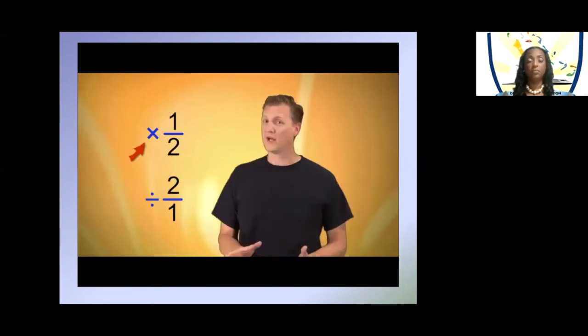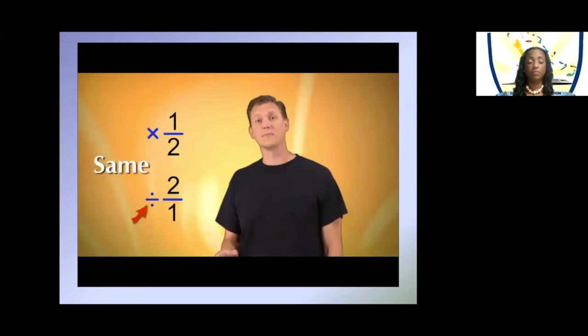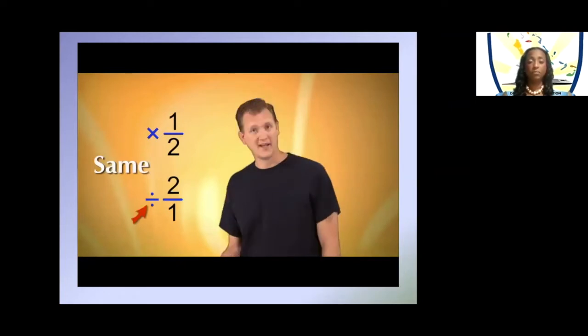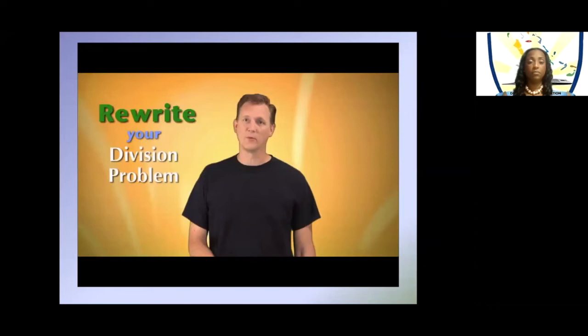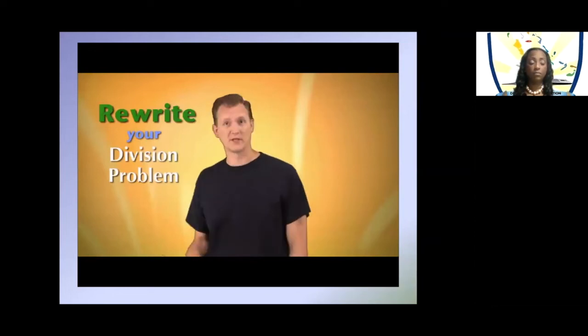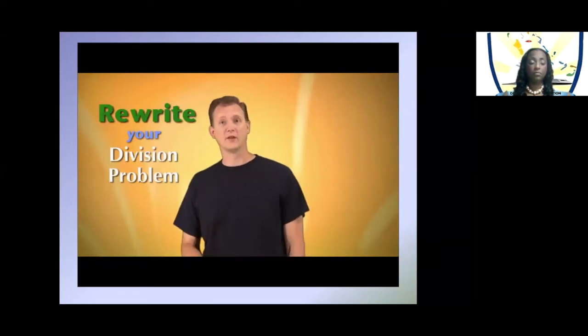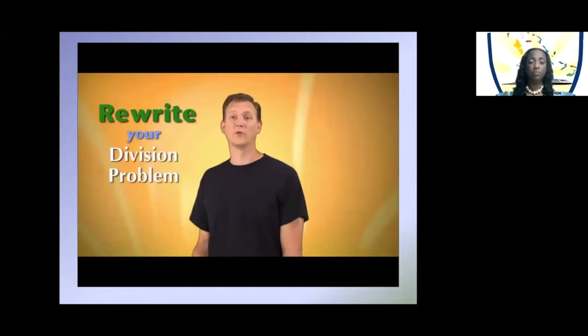But look, reciprocals. That's why multiplying by 1 over 2 is the same as dividing by 2 over 1. And it's true the other way around, too. So really, it's kind of like you never have to divide fractions. You can just rewrite your division problems so that you're multiplying by the reciprocal instead. Then when you multiply, you'll get the answer for the original division problem.